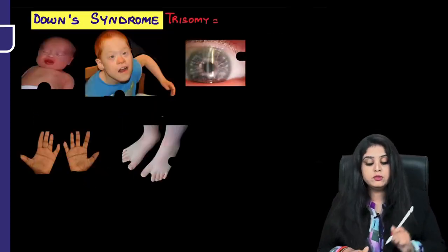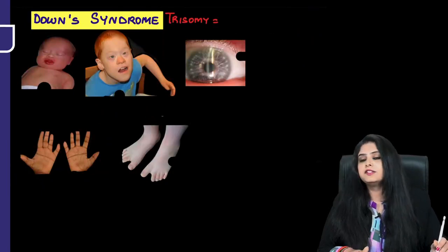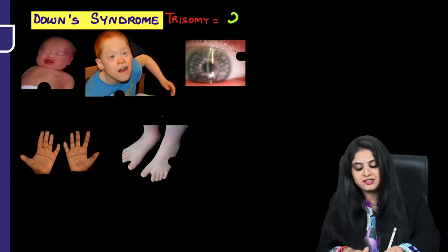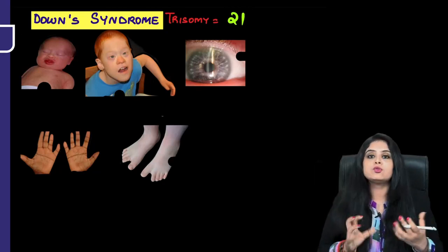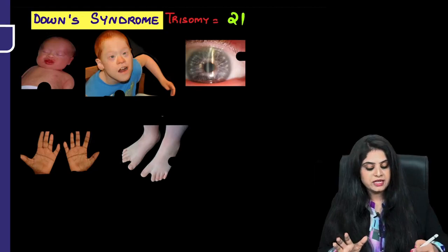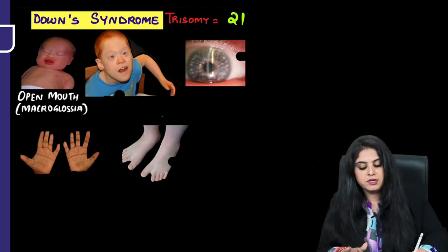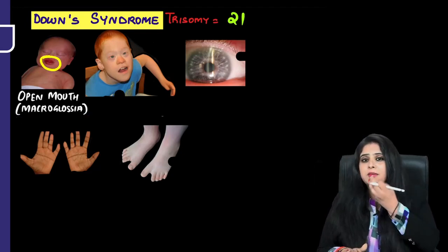Let's move on to the chromosomal disorders. And what is the first one? Of course, I'm not going to ask you which trisomy. Down syndrome, trisomy 21. These are all the pictures from head to toe that a Down syndrome patient can show you. The first thing is that this child will always have an open mouth. Why will he have an open mouth? Because the tongue is coming out. The tongue is very big, macroglossia.